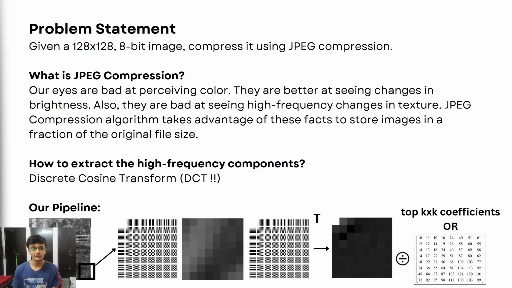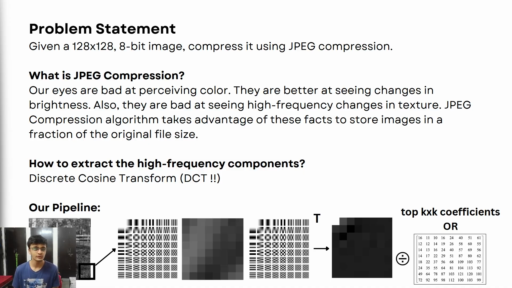We are given a grayscale image of resolution 128 cross 128 pixels with 8 bits per pixel. Our task is to compress this using JPEG compression. Now, how does this even work? Human vision is very sensitive to brightness as compared to color, and we don't perceive high frequency texture details very well. JPEG compression takes advantage of this and drops less noticeable information to reduce image size.